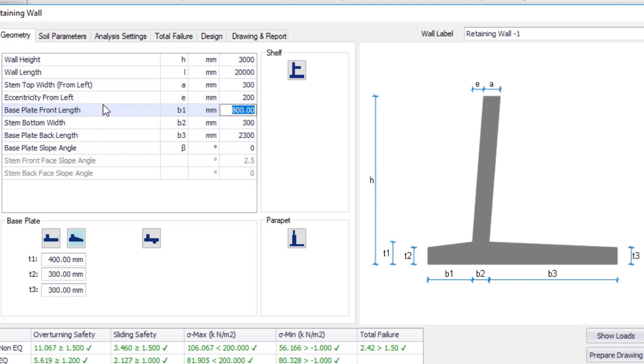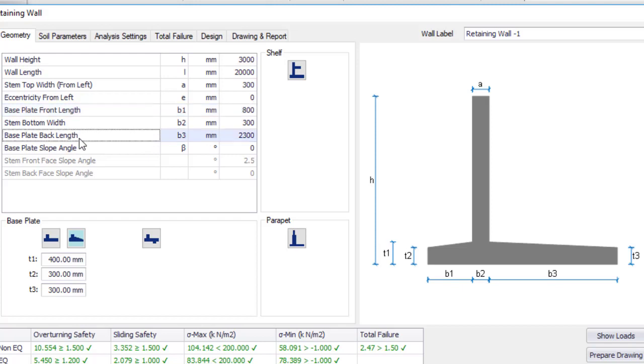Then another one you have is the eccentricity from left. You can see the stem is actually moving towards this side. So your E, the eccentricity from the left, is 200, but I want the stem to be vertically straight, so I will change the eccentricity to 0. Okay, so that will give me a straight wall. You can see the wall is now straight. Then the stem bottom, which is B2, we've changed that before.